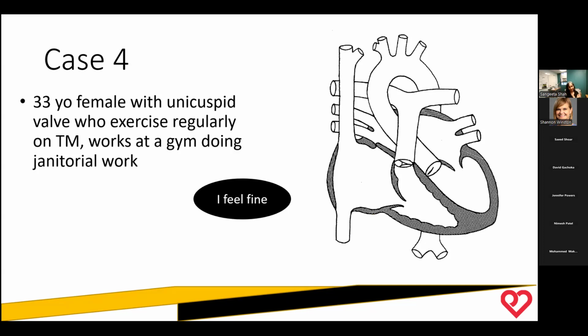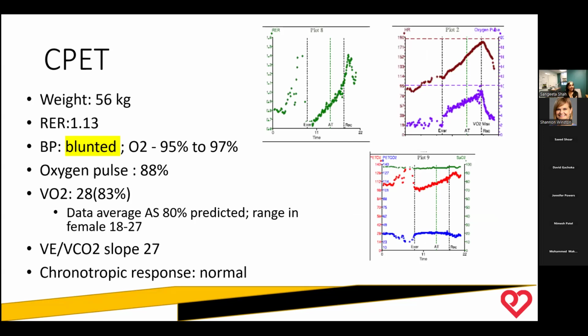So this is another case. I have a 33-year-old female who has a unicuspid valve. She exercises regularly. She's on the treadmill. She does janitorial work at the gym. And she's like, I feel fine. Why do I need anything done? Her baseline CPET. Her weight is 56 kilos.